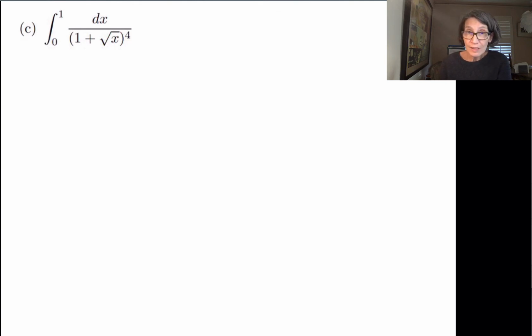So I have a reciprocal function. I have 1 over something to the 4th. So I could let my u be the entire denominator, 1 plus square root of x raised to the 4th. I also have a power function, 1 plus square root of x raised to the 4th. So I could let my inside be 1 plus square root of x. Try something. If it doesn't work, try something else. So what I'm going to try is u equals 1 plus square root of x.